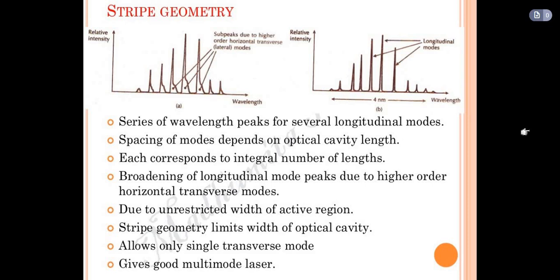What is strip geometry all about, students? It can have two things: one is wavelength with relative intensity, and second is wavelength with the same relative intensity. The first refers to higher order horizontal lateral modes, the second to longitudinal modes. As we see, we have longitudinal modes as well as transverse modes, both. When we have a series of wavelength peaks, the most important thing to remember is that the several longitudinal modes have a series of wavelengths at the peaks.